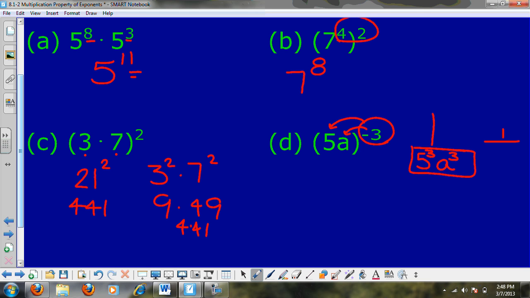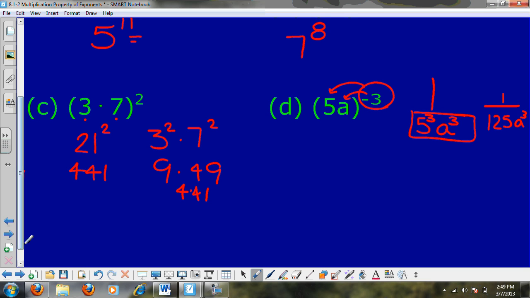We should know some of these cubes. Probably 1 to 5 would be good. 1 cubed is 1. 2 cubed is 8. 3 cubed is 27. 4 cubed is 64. 5 cubed is 125. A cubed. Okay, that's D. Questions so far? See me.